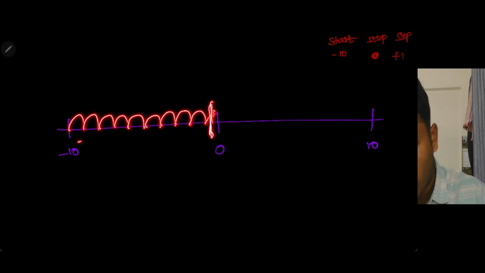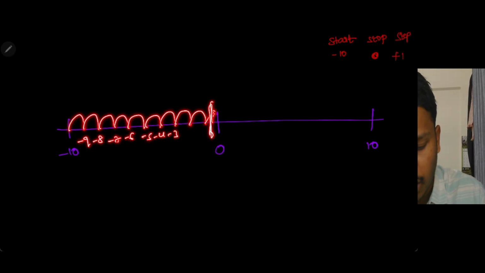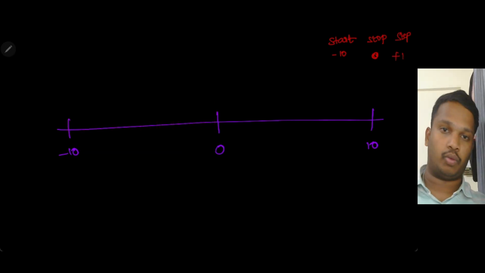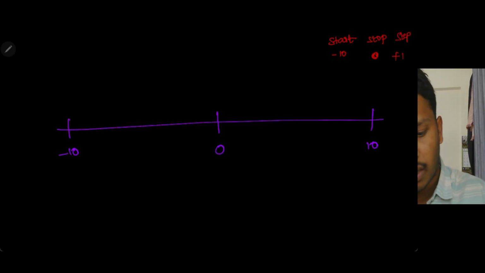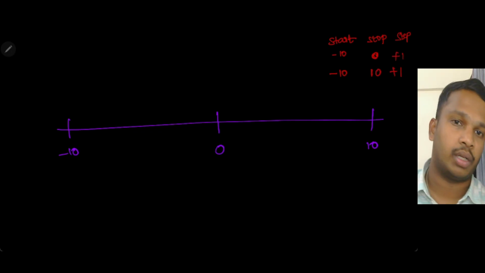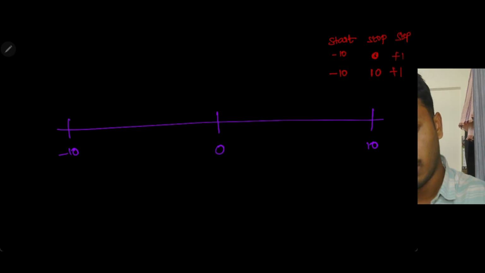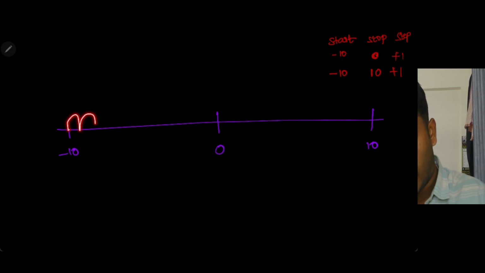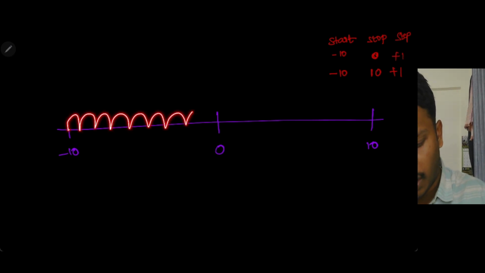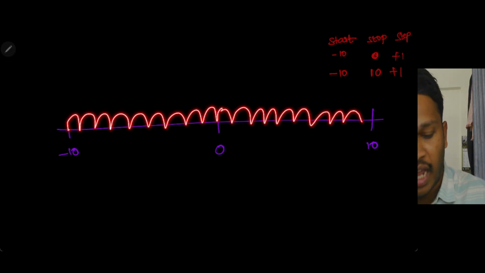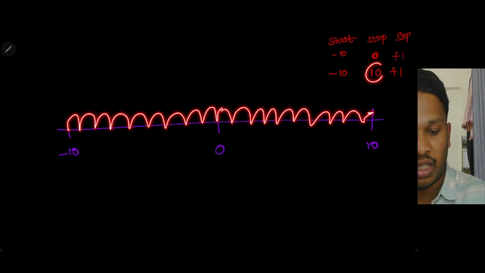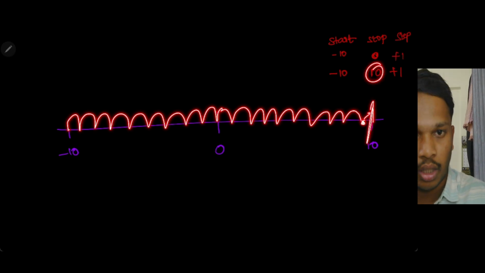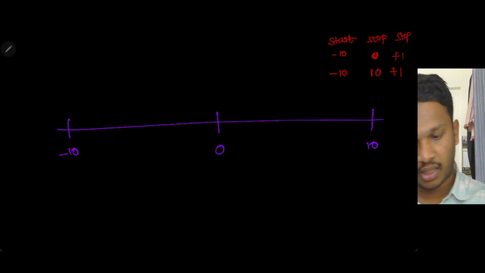Now what is the value? Minus 9, minus 8, minus 7, minus 6, minus 5, minus 4, minus 3, minus 2, minus 1, till minus 1. Now if it is minus 10 to plus 10, step is plus 1. It will go minus 10, minus 9, 8, 7, 6, 5, 4, 3, 2, 1, 0, 1, 2, 3, 4, 5, 6, 7, 8, 9. It cannot go to 10. Why? Because 10 is the ending point. I should stop before it, so 9 is the last value.